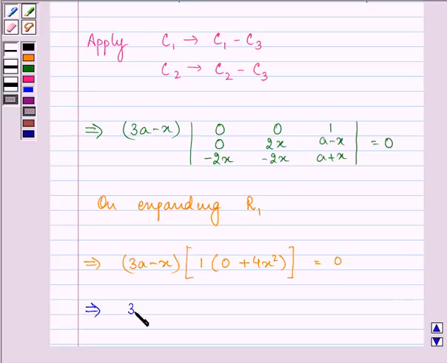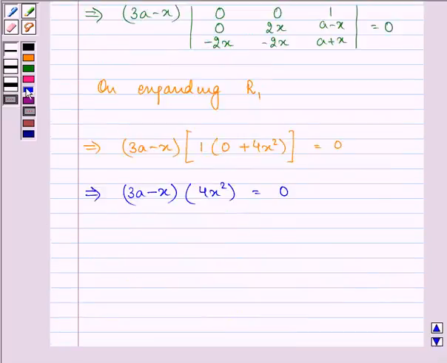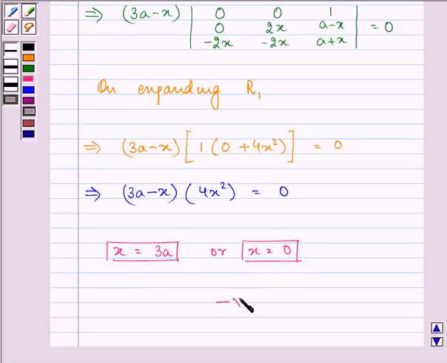Further, we have 3a minus x into 4x square equal to 0. So by this we can write down that the value of x is equal to 3a, or the value of x is equal to 0, right? So this is the required answer to the given question.